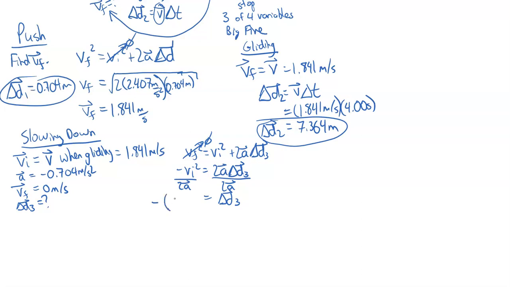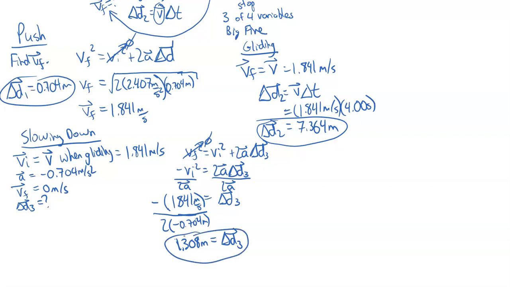So v initial was 1.841 meters per second. And I'm going to divide that by 2 times the acceleration. The acceleration is also negative. And so this equation is made up in such a way that you don't have vectors on those, but it makes sure the negative cancels out properly to give you a positive displacement here, because we're moving a positive displacement forward. And what you get is 1.308 meters forward, positive value.